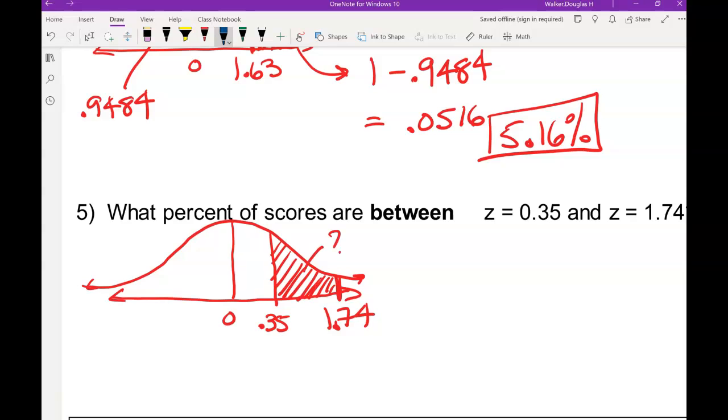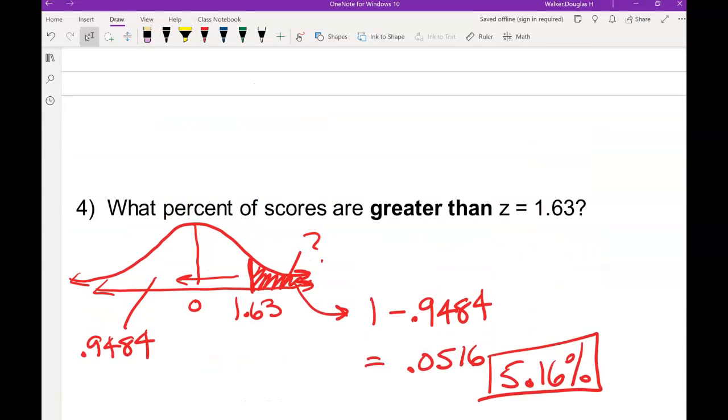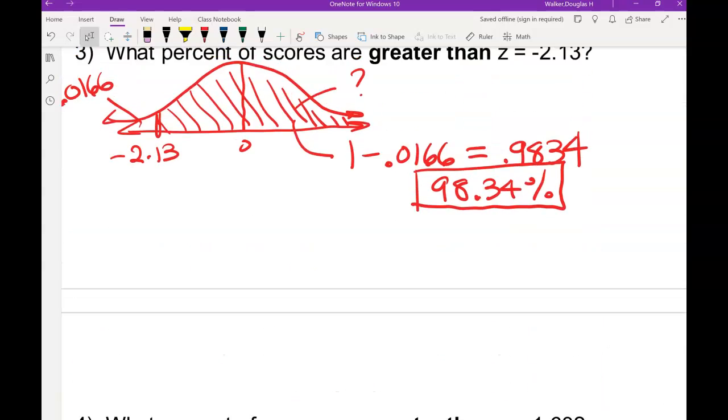Well, what I can do is look up the 1.74 on the table, which will give me everything to the left of 1.74. Look up everything to the left of 0.35 by looking up that value. So if I take this blue part, subtract the green part, I'm going to be left with this part in between, which is what we're looking for. So I'm going to look the two values up on the table first and then subtract those values. So make sure you do the table before you subtract. That's a common mistake. Students will subtract the z-scores instead.